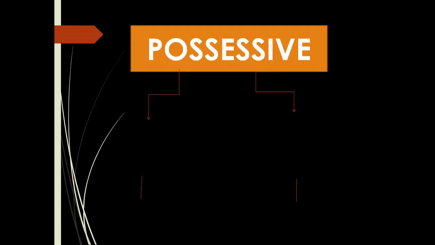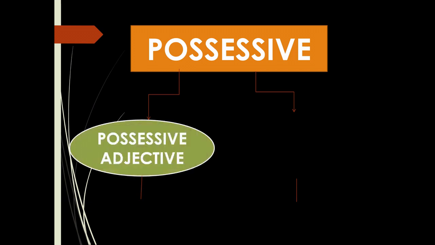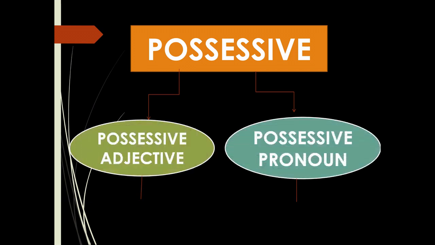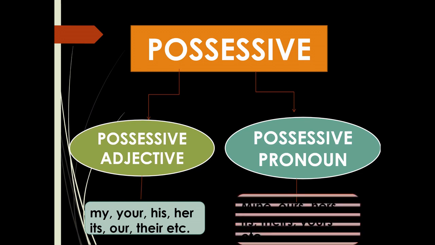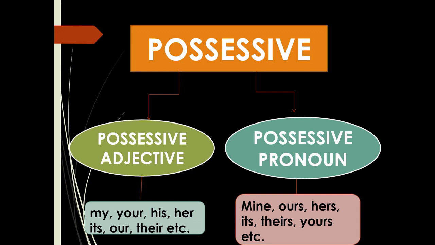Possessive determiner is further divided into two parts: possessive adjective and possessive pronoun. Possessive adjectives are as follows: my, your, his, her, its, our, their, etc. Possessive pronouns are as follows: mine, ours, hers, its, theirs, yours, etc. Possessive adjective is a part of determiners, as determiner is itself an adjective.